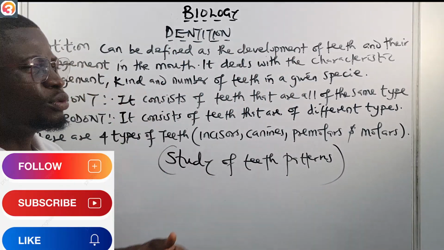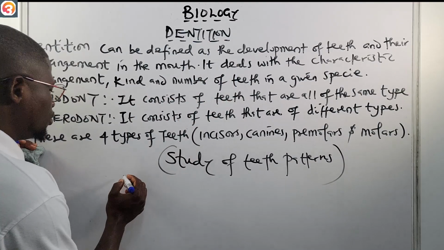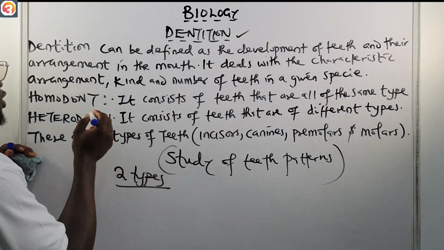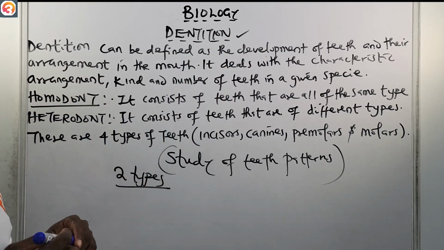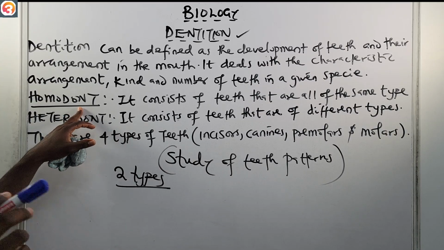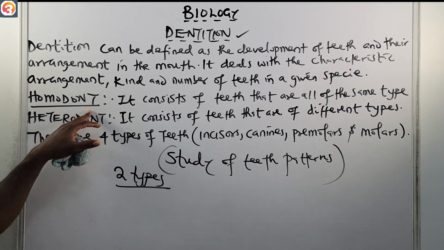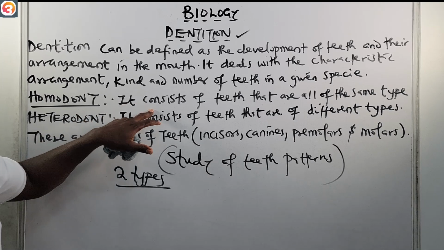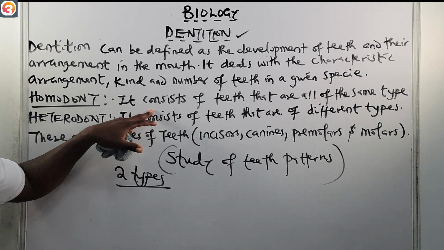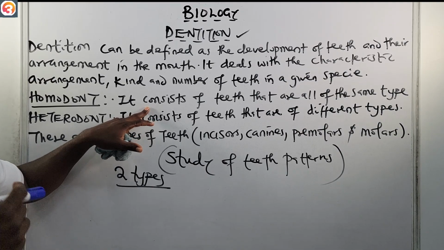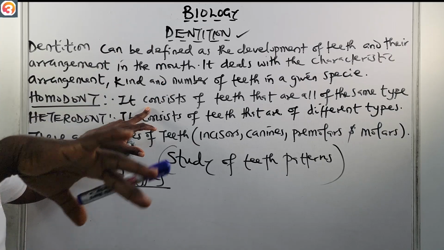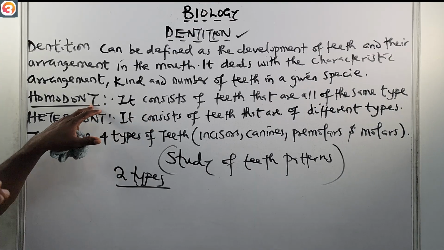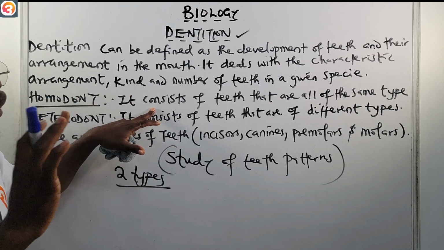All right, so now there are two types of dentition. The first one is homodont dentition. This dentition consists of teeth that are all of the same type. Species that exhibit homodont dentition have teeth that are all of the same type.